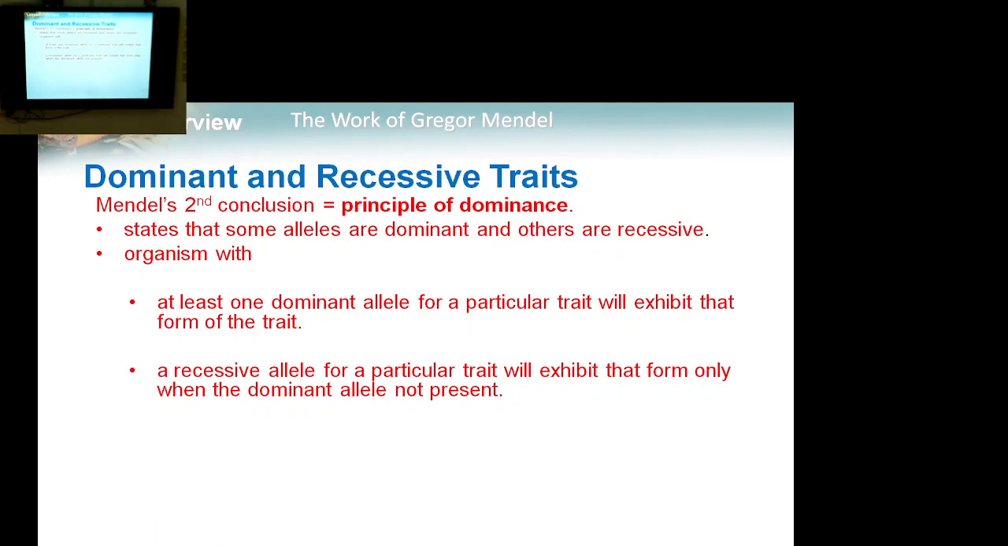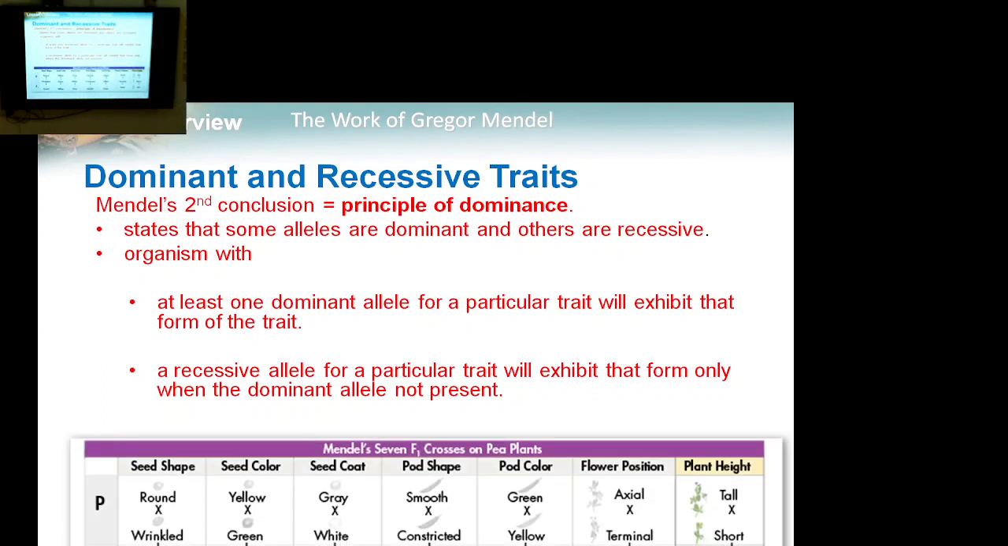The second conclusion is the principle of dominance. What do you mean by dominance? Okay? Dominance states that some alleles are dominant and others are recessive. What do we mean by dominant? Dominant will present its characteristic, okay? While the recessive will hide its characteristics. Organisms with at least one dominant allele for a particular trait will exhibit that form of the trait, and the recessive allele for a particular trait will exhibit that form only when the dominant allele is not present.